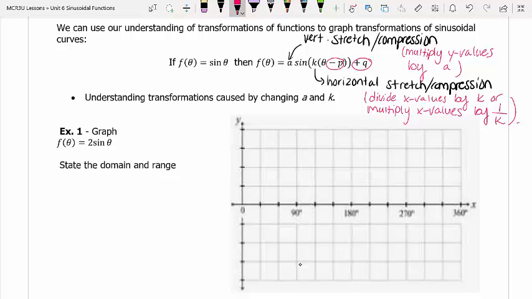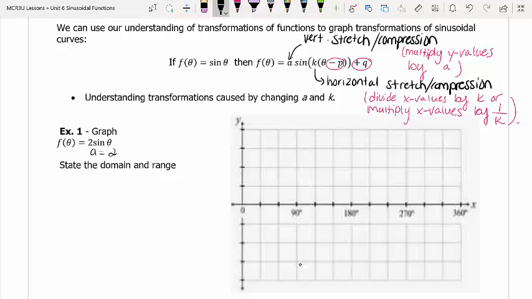Let's try example 1. Graph f of theta equals 2 sine theta. Here we have an A value of 2. That means this graph is going to be vertically stretched by a factor of 2. To apply transformations, step 1 is always graph your base graph.